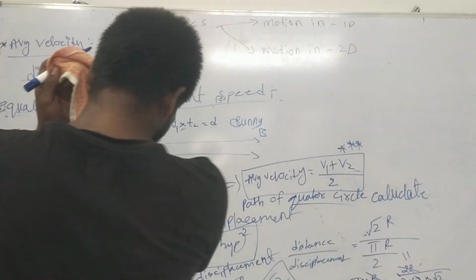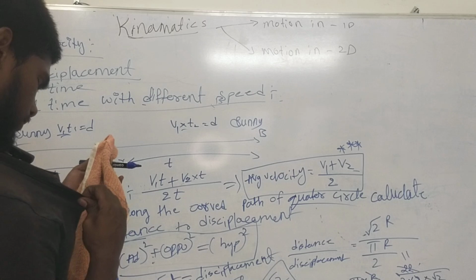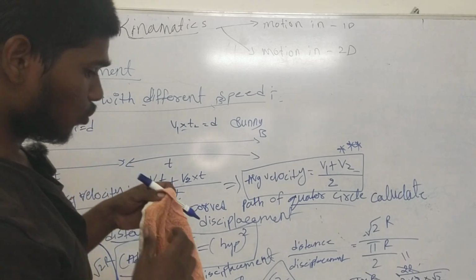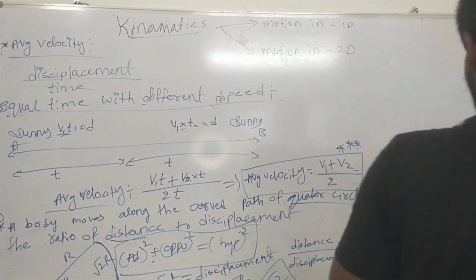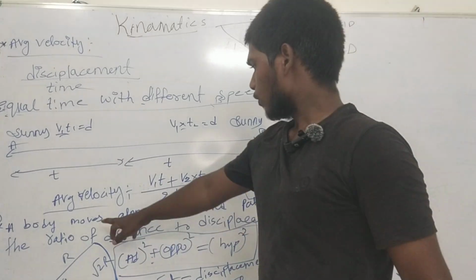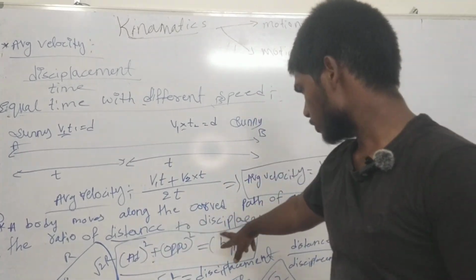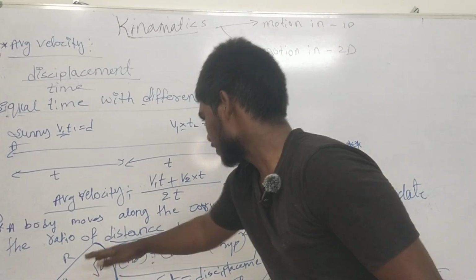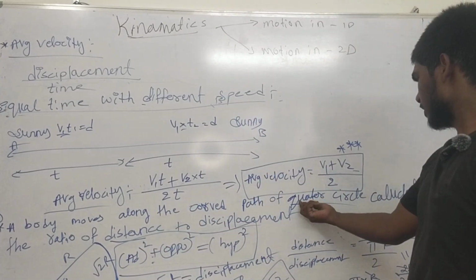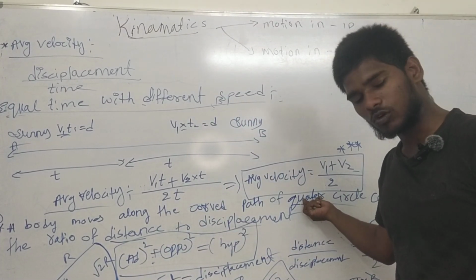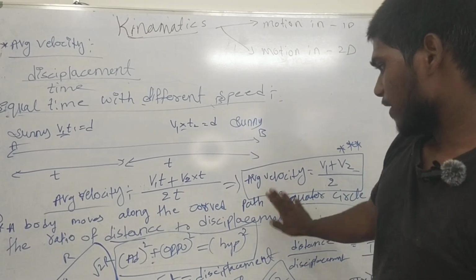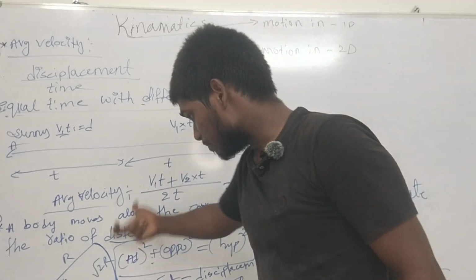This is the answer. I hope you understand. If you don't understand, I will explain once again. See, a body moves in a curved path of the quarter circle, right? The ratio of distance to displacement. What is the distance? This is a quarter circle. Already I mentioned that this is a quarter circle. The distance of a quarter circle is pi r by 2. How can you find displacement of this?